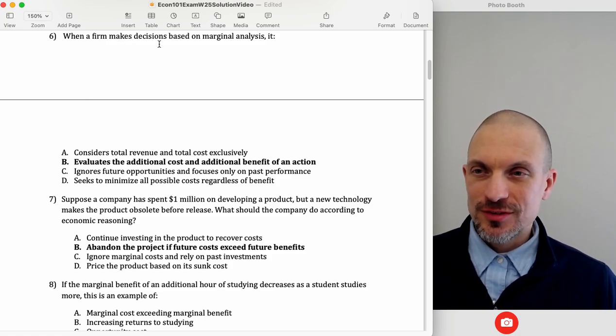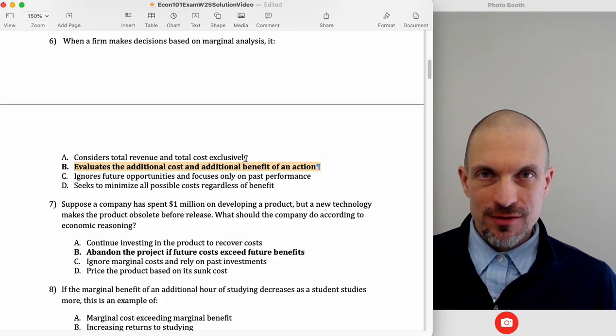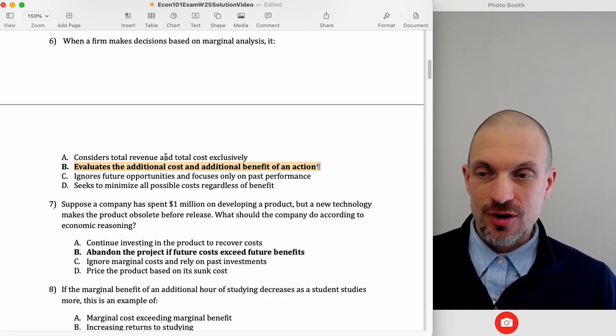When a firm makes decisions based on marginal analysis, well, that's evaluating the additional cost and the additional benefit of each action. Remember, cost-benefit analysis was comparing costs to benefits, sometimes literally comparing marginal benefit to marginal cost.